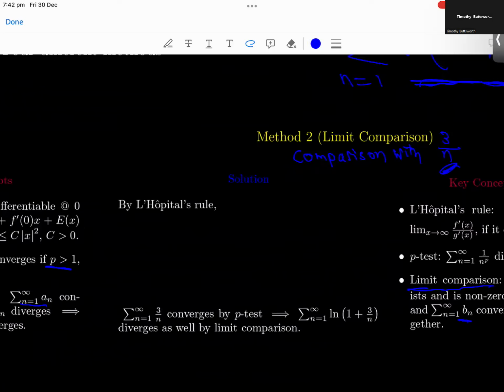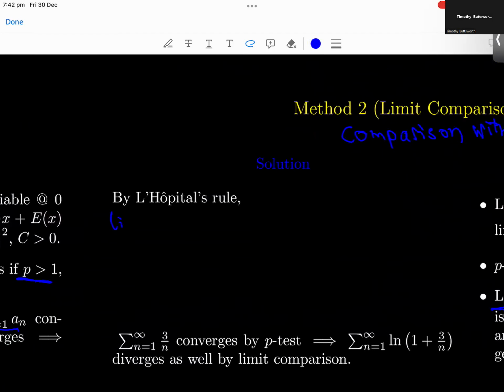Let's again think about this in terms of x's. What I'm interested in is this limit here: the limit as x approaches infinity of ln of 1 plus 3 divided by x, divided by 3 divided by x. Eventually, I'm going to want to do this with n, a discrete limit, but for the moment, I'm going to use a continuous limit, and the reason is because I really want to use L'Hopital's rule. L'Hopital's rule really needs continuous limits.